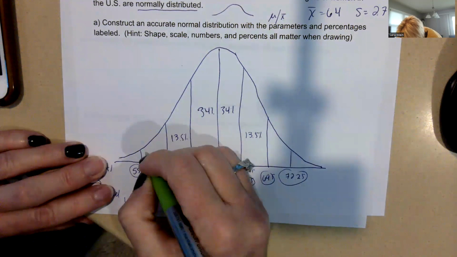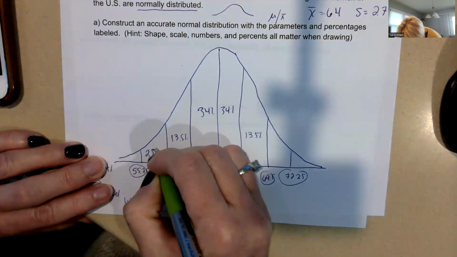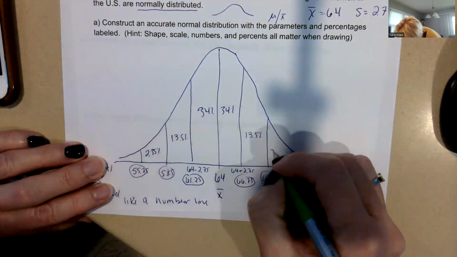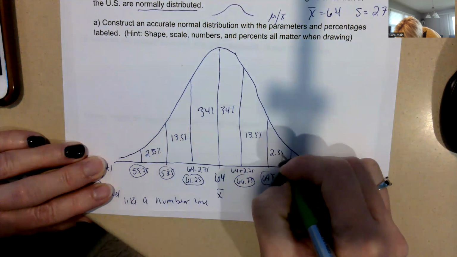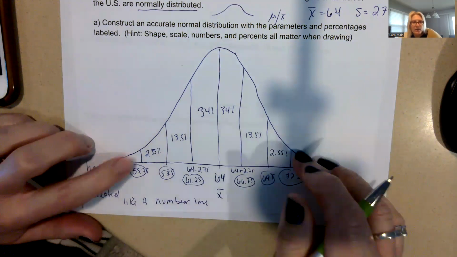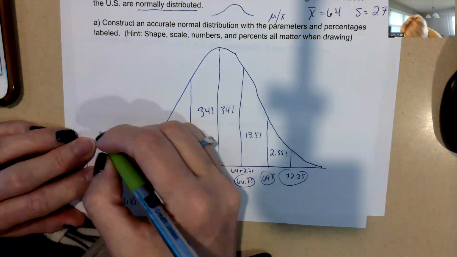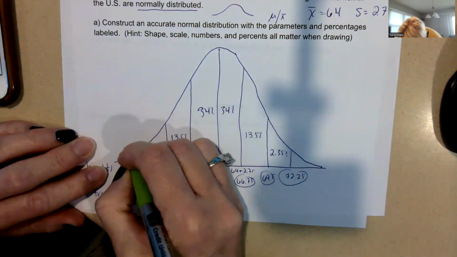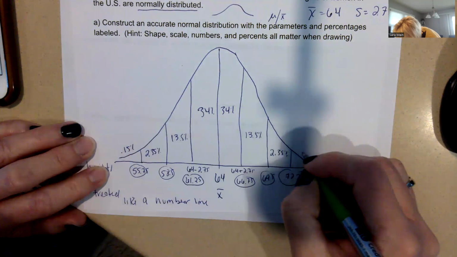And then there's 2.35% here. And then the last little percentage is the smallest, it's 0.15%. And it's hard to write because there's not a lot of space.